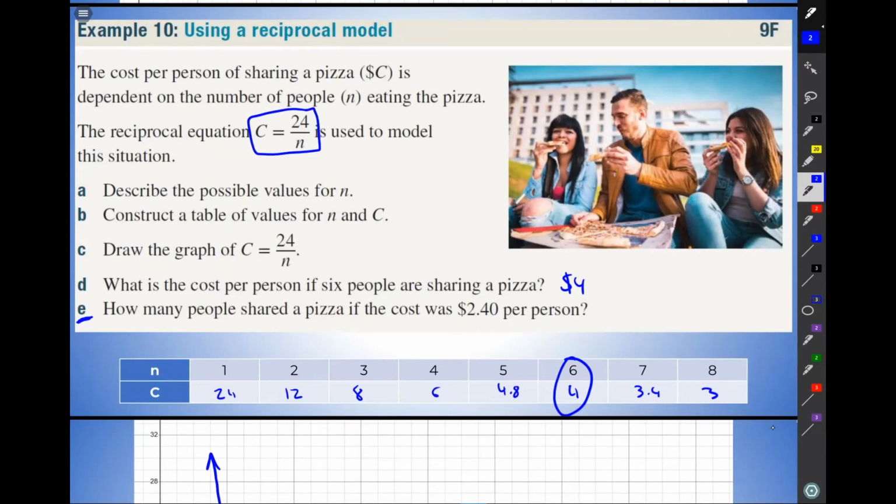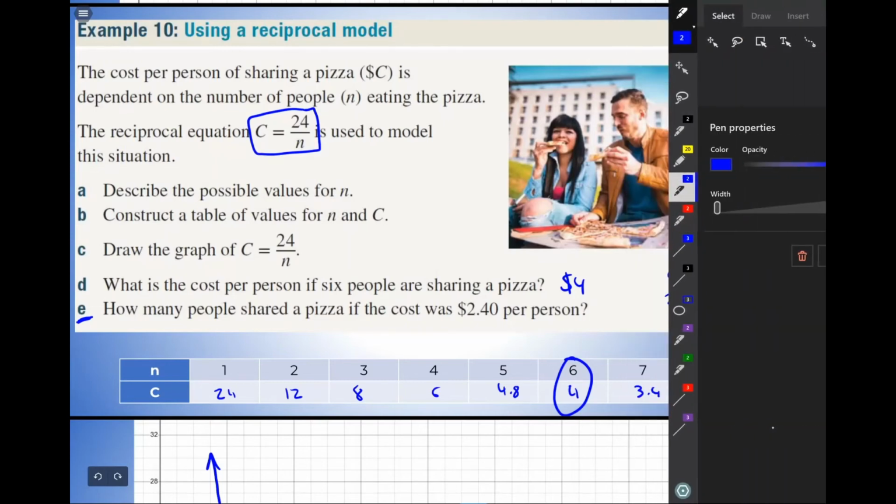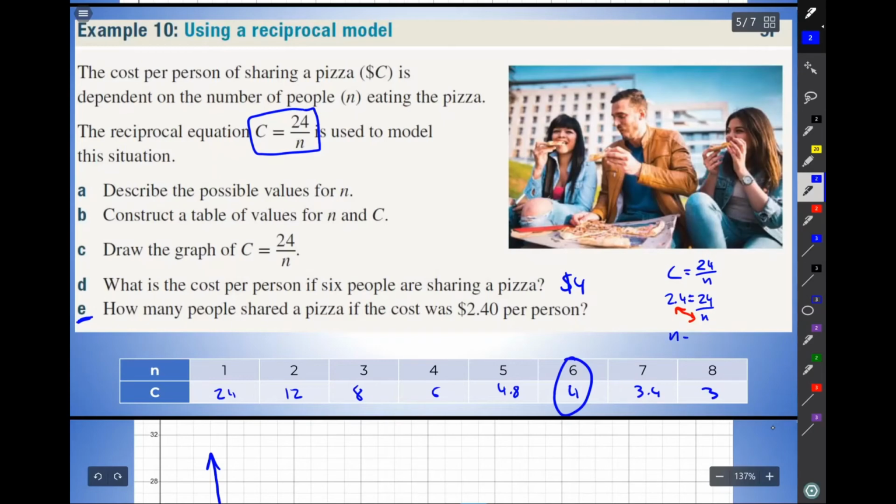If the cost is equal to 24 divided by the number of people, and the cost is $2.40, then what we can do is we can just swap places of these two things. N equals 24 divided by 2.4, which equals 10. So you would need 10 people.